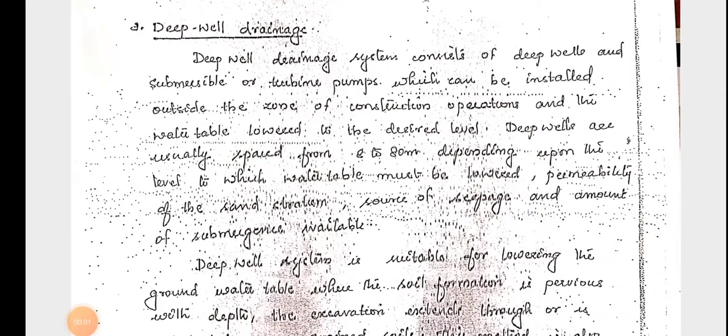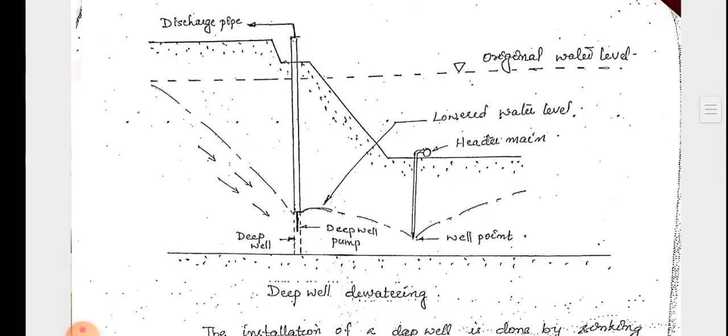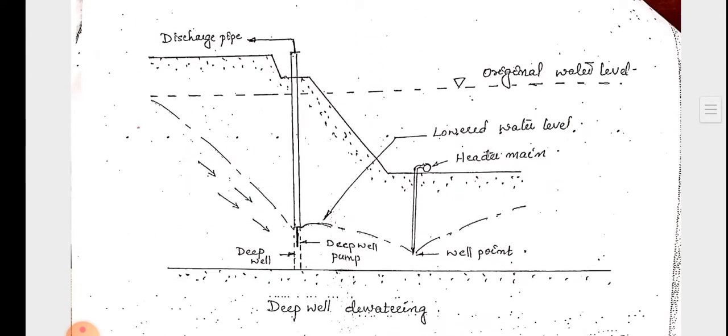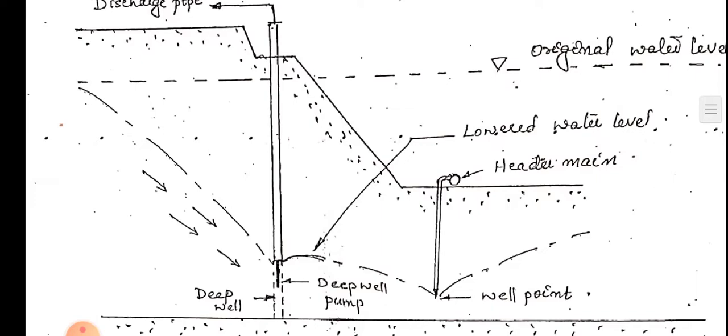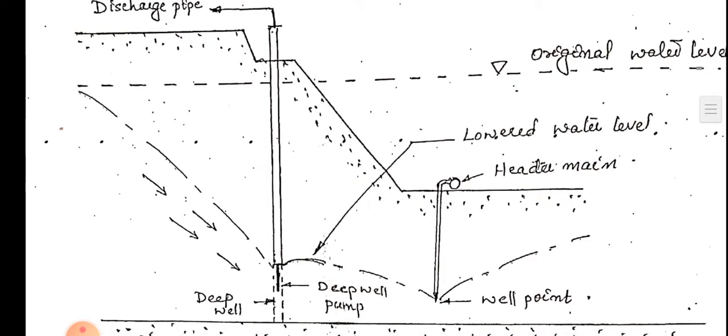Deep well drainage. A deep well drainage system consists of deep wells and a submersible or turbine pump. So this is a figure showing a deep well dewatering. This is a deep well, which consists of a discharge pipe which has a large depth. By using this long discharge pipe, which acts as a deep well, we can pump the water out and thereby lower the groundwater table.